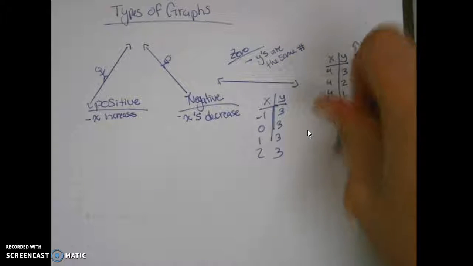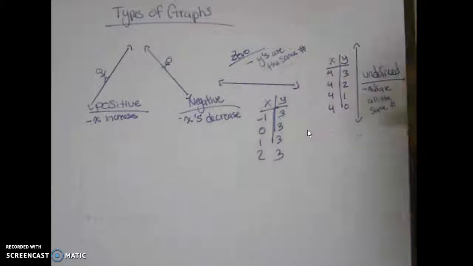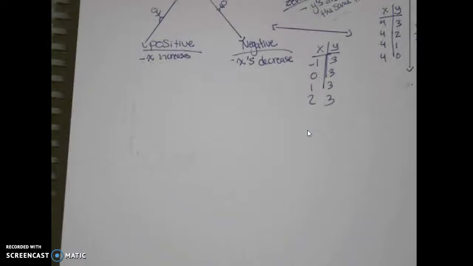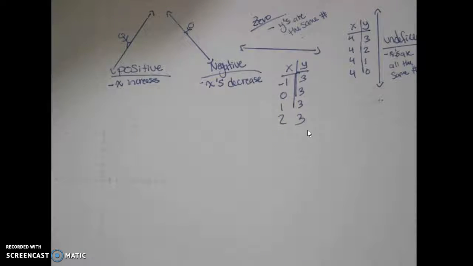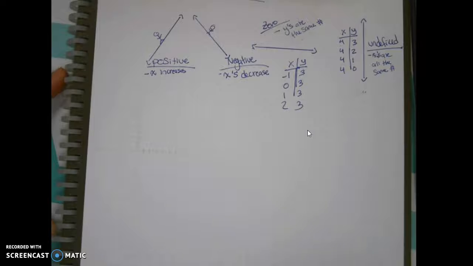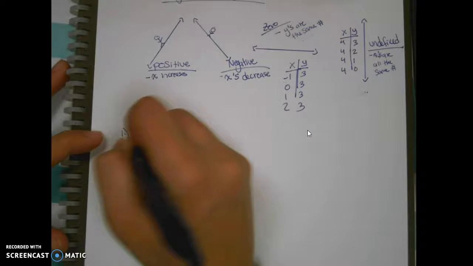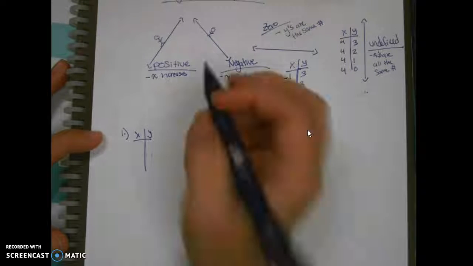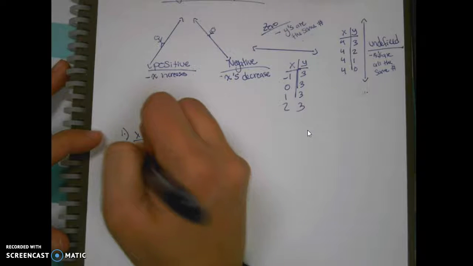So what's going to happen now is we're going to look at some graphs, and I want you to be able to find what type of graph it is. I'm going to zoom out. I'm going to give you some tables first. We want to be able to find what the tables are. So here's our first one. X, Y. Let's do -4.